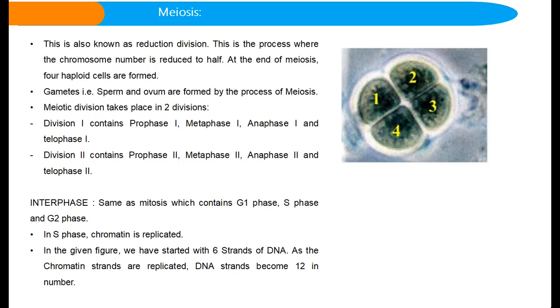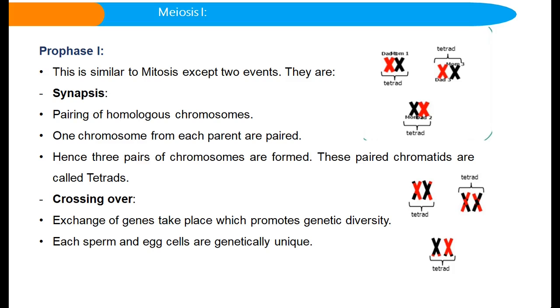And in the given figure, which is taken as example, we have started with 6 strands of DNA. And as the chromatin material replicated, it becomes 12 strands. And coming to the prophase 1, in meiotic division, it is almost similar to the mitosis except for 2 events. They are synapsis is one and crossing over is another one.